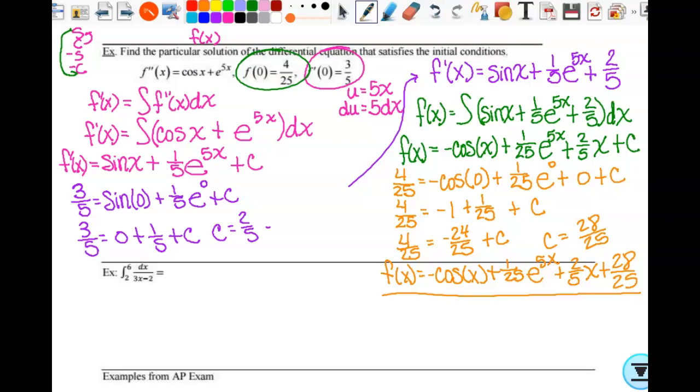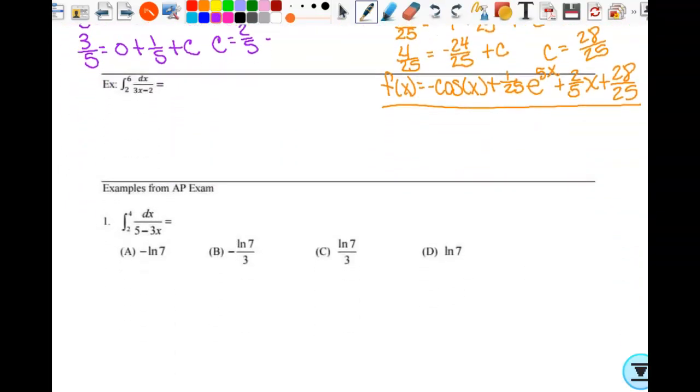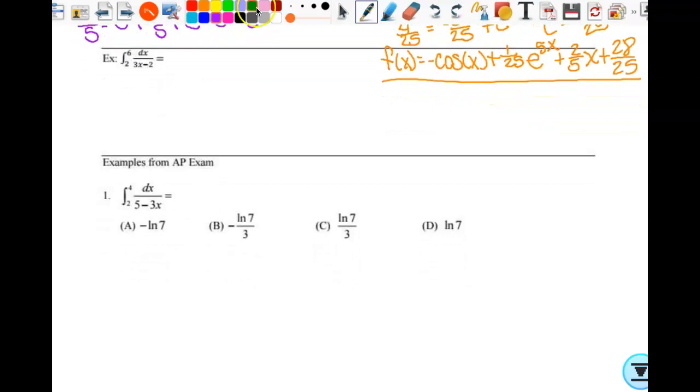Okay. What questions we got? We good? Okay. So let's look at this next one. We're going to integrate this function from going from 2 to 6. So what do you think we might need to do first?